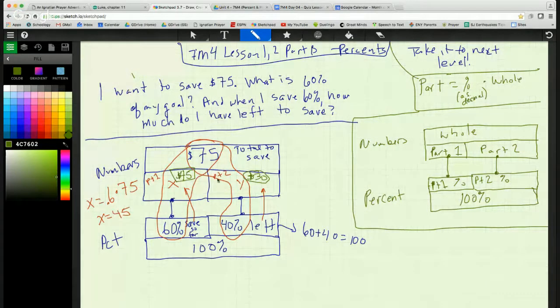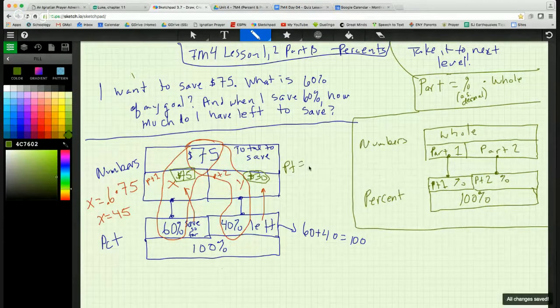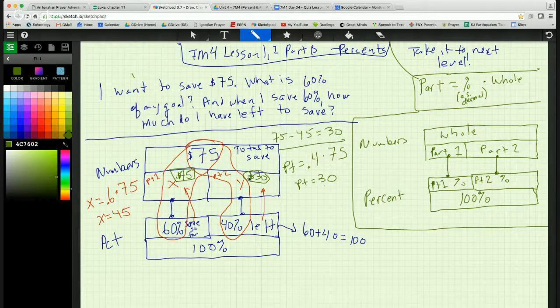You could have done it the other way, and said, well, the part is equal to the percent times the whole. You type that into your calculator, and you get the part equals 30. So you could have got it that way. So either 75 minus 45 equals 30, or 40% of 75.